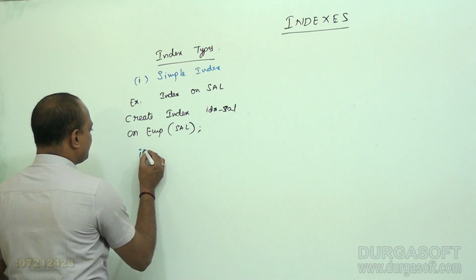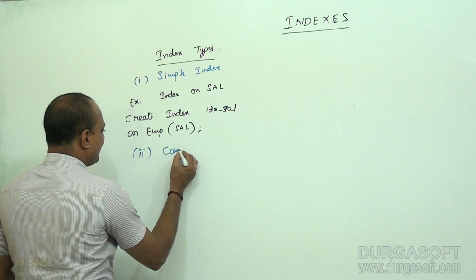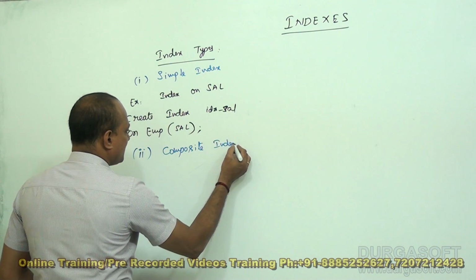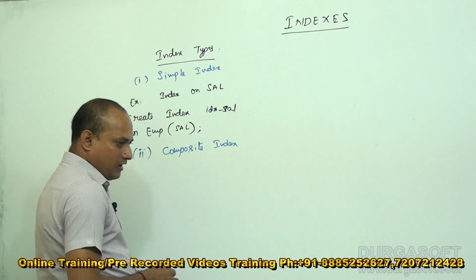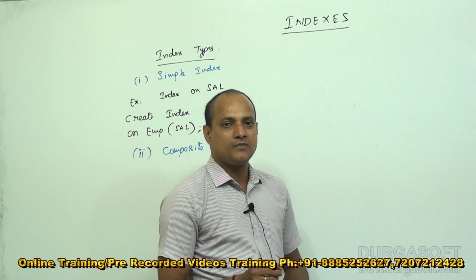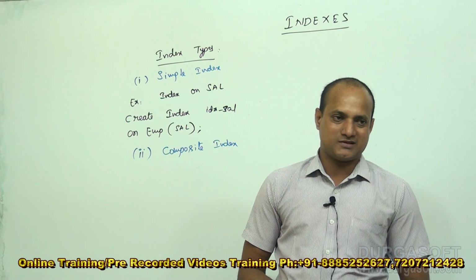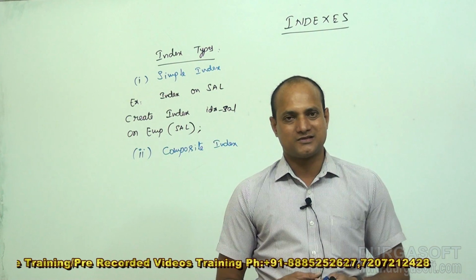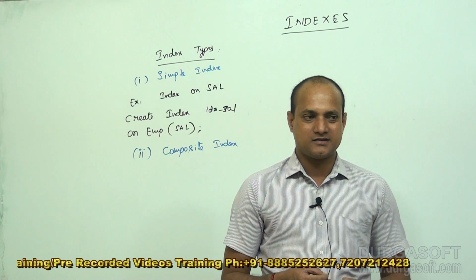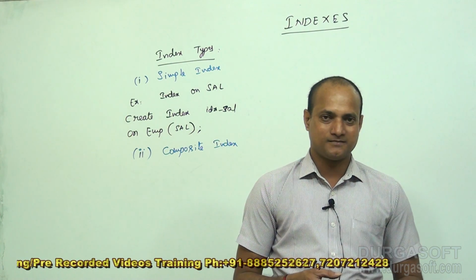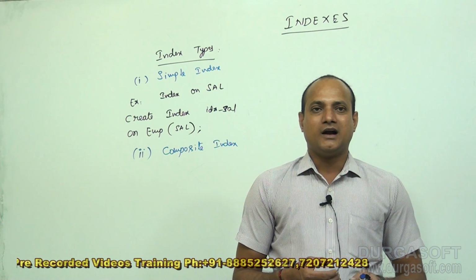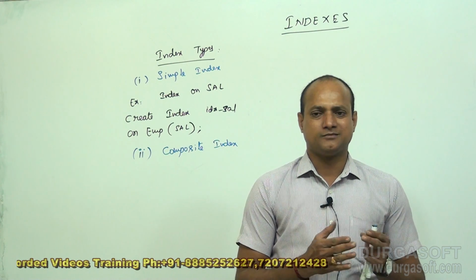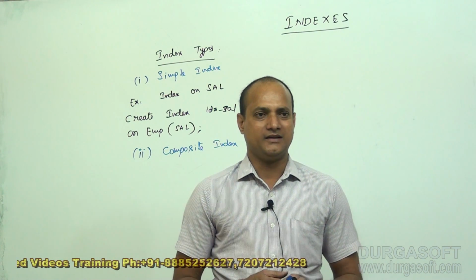What is the next one? Composite index. What is a composite index? If you create an index based on multiple columns from the same table, in such a case the index is called a composite index. Again I am repeating, I am creating an index on product manufacturing date and company ID.